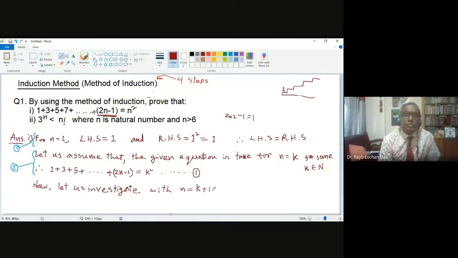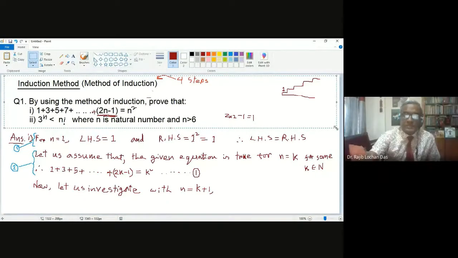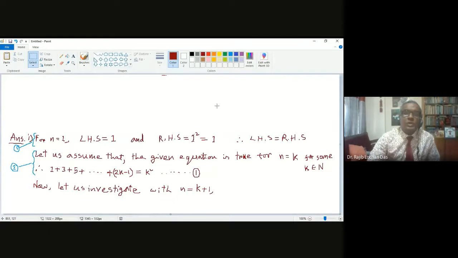So what will happen with the left hand side? If you write this, let me write it in another place. Can I erase the upper portion, the question? Yes, sir. Investigating with k plus 1 is step number 3. So now we are checking what happens in the investigation part, that is, we are checking with k plus 1.